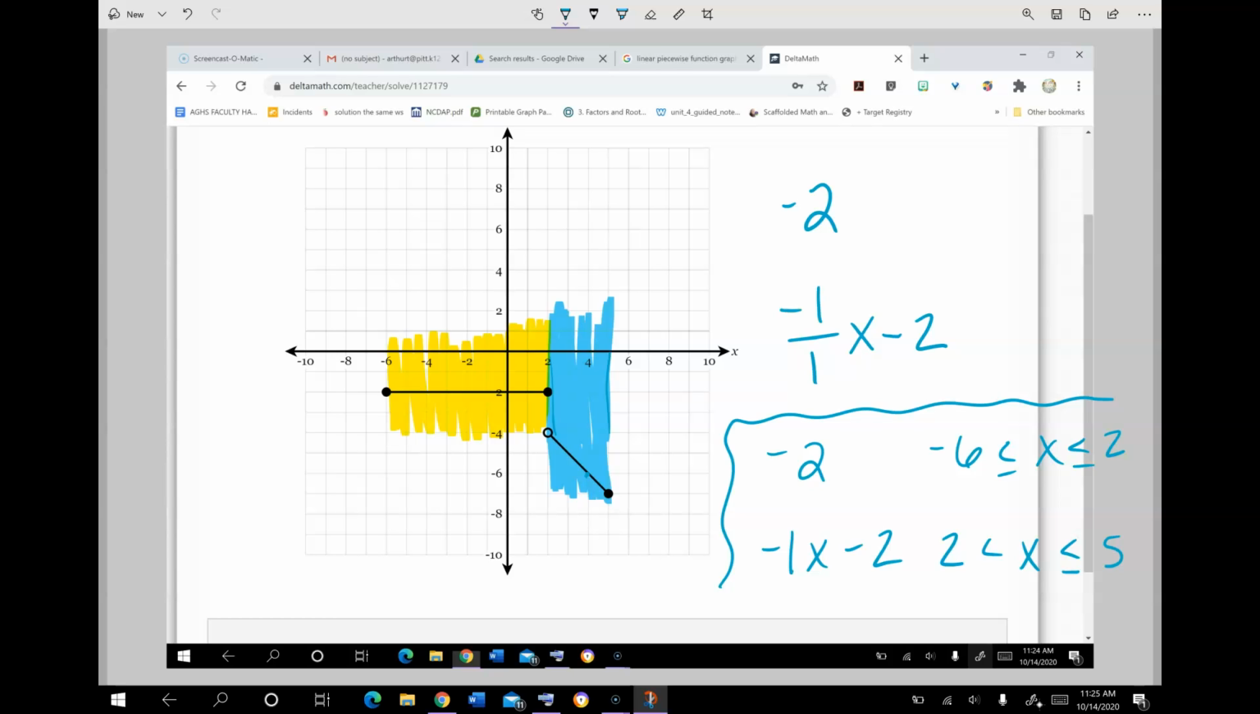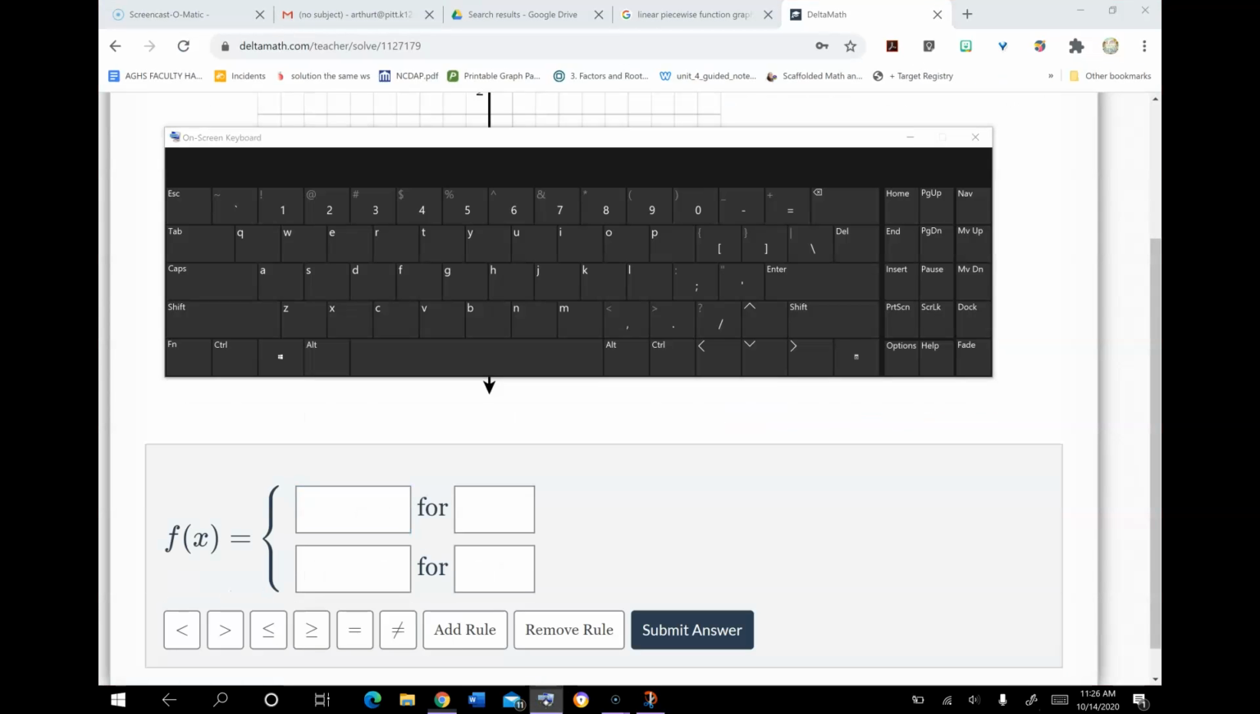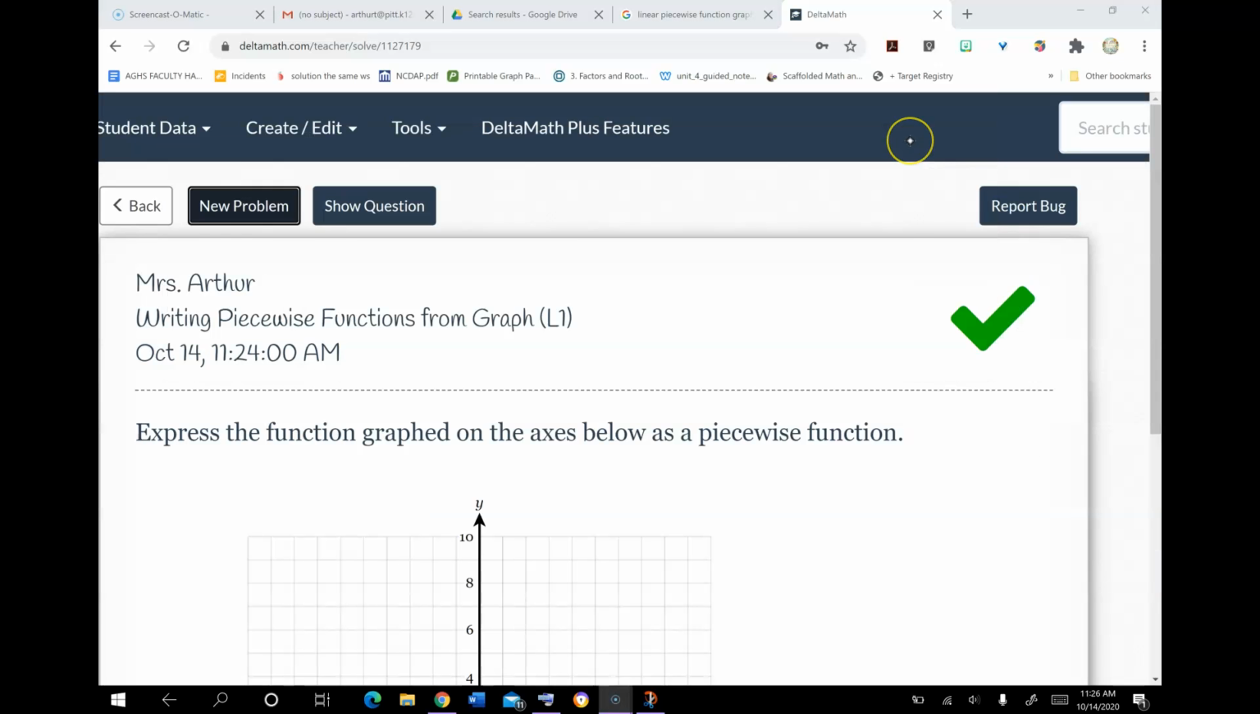So we're going to go to Delta Math and type it in. I'm going to pull up my keyboard. It's going to be negative 2 for the first one. The second, the inequality would be negative 6 less than or equal to x, which is less than or equal to 2. Next one was negative 1x minus 2. And this is going to be 2 is less than x, which is less than or equal to 5. Submit answer. We got it right.